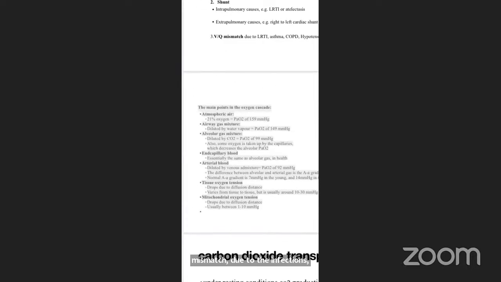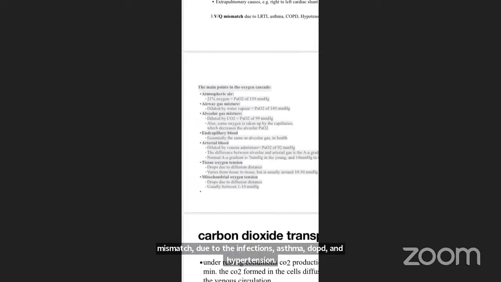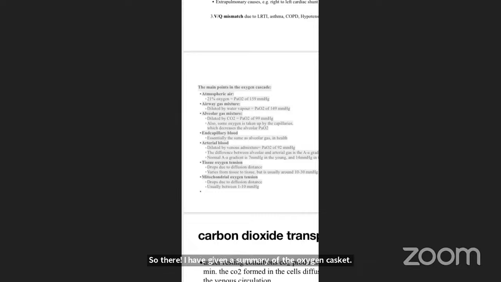So there I have given a summary of the oxygen cascade. We have to remember the atmospheric air, 21% oxygen, partial pressure of oxygen of 159, which comes to the upper airway, gets diluted by the water vapor and goes to 149 millimeters of mercury, diluted by carbon dioxide, and the partial pressure of oxygen comes to 99 millimeters of mercury at the alveolar level. Also, some oxygen is taken up by the capillaries, which decreases the alveolar PaO2. End-capillary blood is essentially the same as alveolar gas in healthy patients. Arterial blood, diluted by the venous admixture, has a PaO2 of 92 millimeters of mercury.